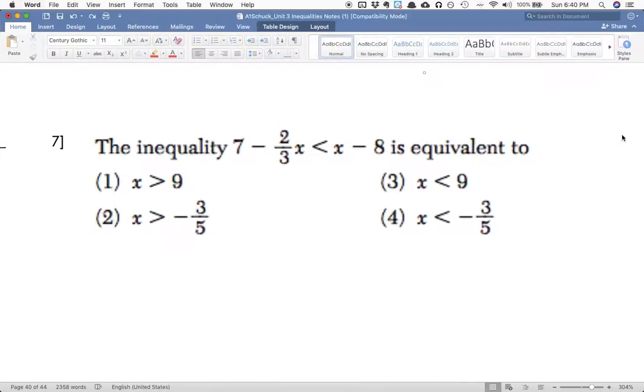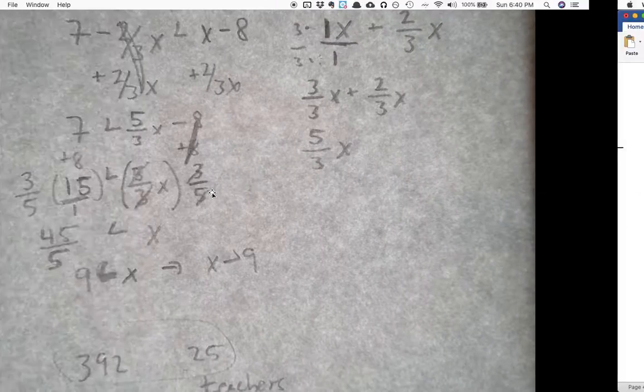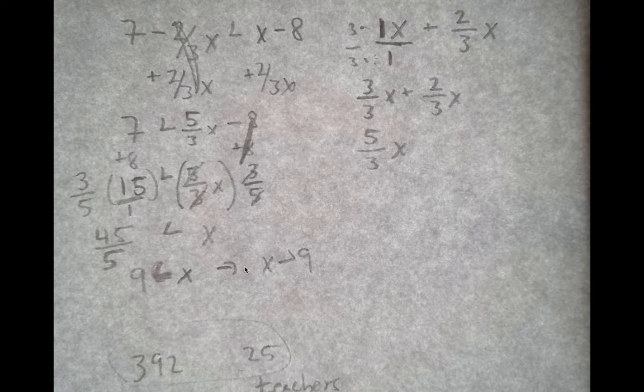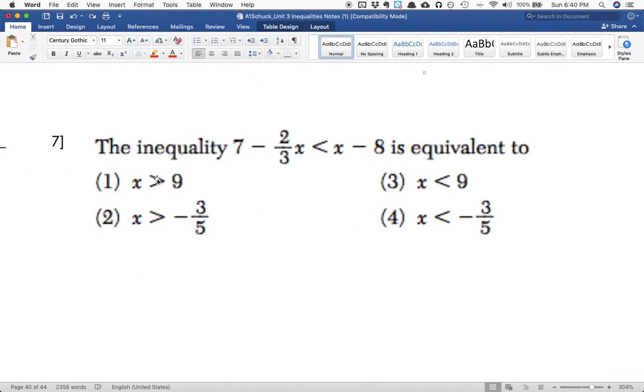And let's just double check, is that a possible answer? x is greater than 9 is my correct answer over there. So I flip-flopped. x is greater than 9. The correct answer here should be answer choice 1.